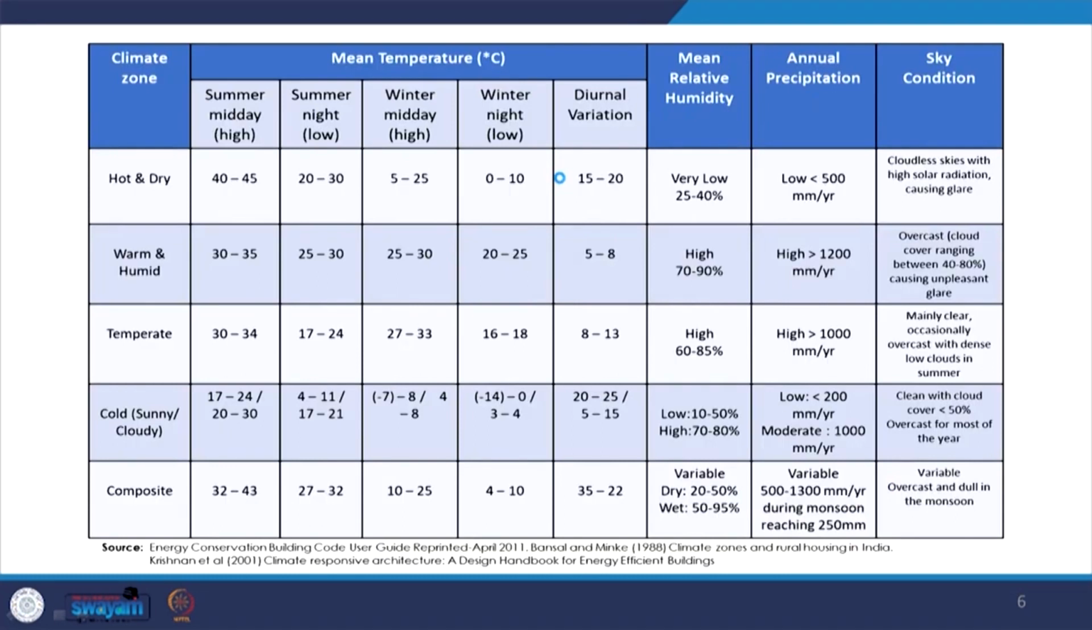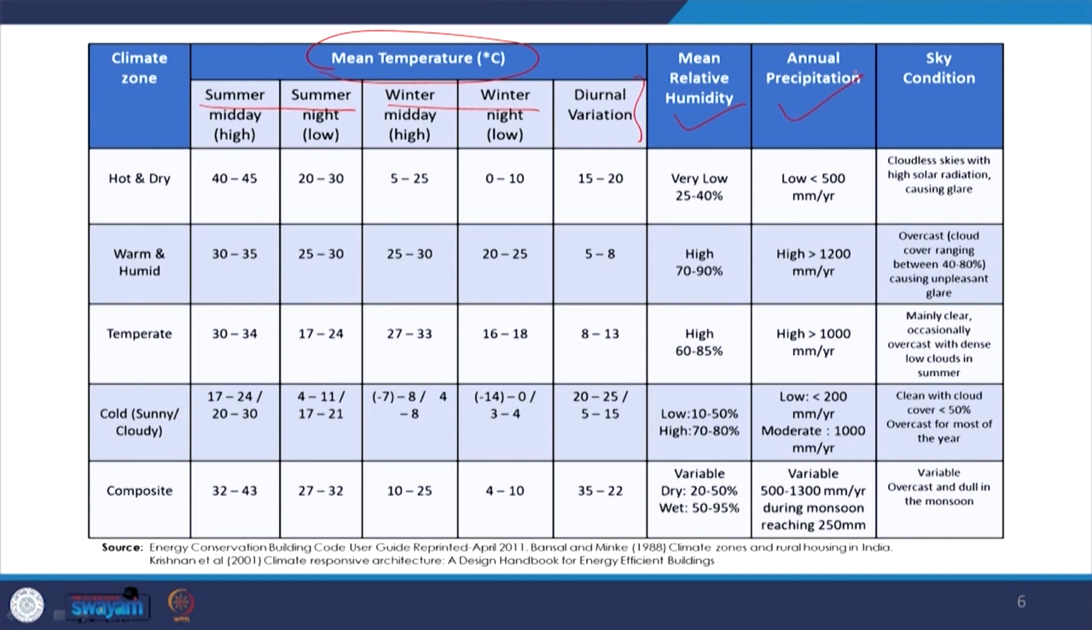Let us look at these climate classifications and how have they been classified to fall under each of these categories. So, what we are mainly looking at is, we are looking at the mean temperatures of summers as well as winters and the diurnal variation. Diurnal variation is the difference between the day and night, the maximum to minimum difference is the diurnal variation. We are looking at relative humidity, which is also dependent upon precipitation.